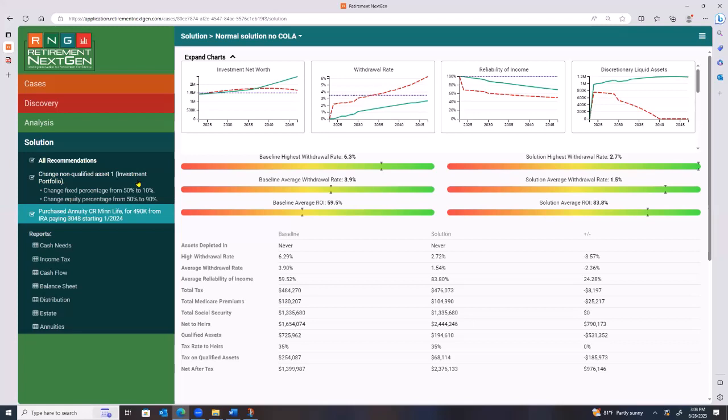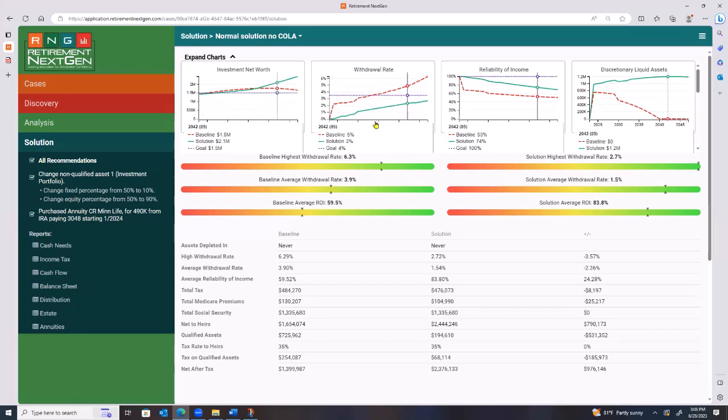I've created a situation where I kept his withdrawal rate. There's nothing to argue. 85% of his income's guaranteed. My average withdrawal rate's 1.5. My high is 2.7. My biggest problem in this scenario is this.